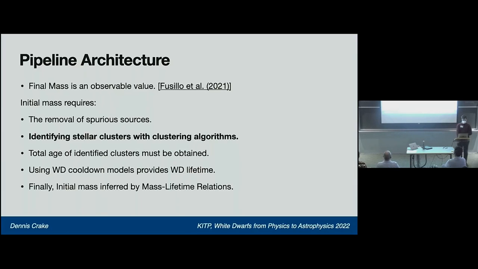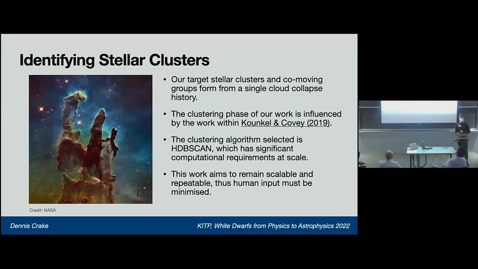The major challenge is actually identifying stellar clusters with a clustering algorithm. We want to target co-moving groups and stellar clusters within the Milky Way plane that formed from a single cloud collapse event. We can then get an age of that cloud collapse, which would give us an estimate of the total age of the white dwarf. This work is based off the Cantat-Gaudin and Kavli paper, where they used HDBSCAN. There are slight differences in the way we implement this. We wanted to remove any edge effects and any artifacts which have been introduced in the clustering.